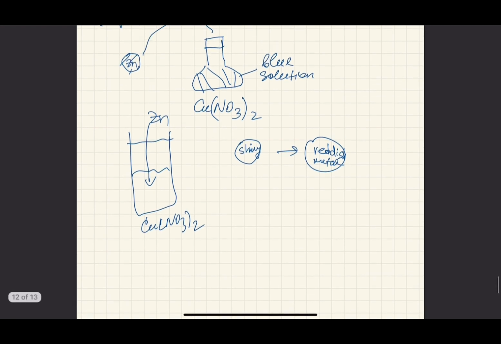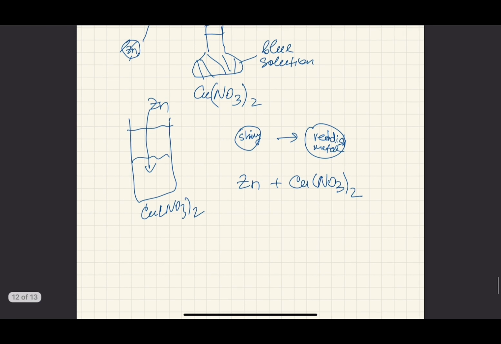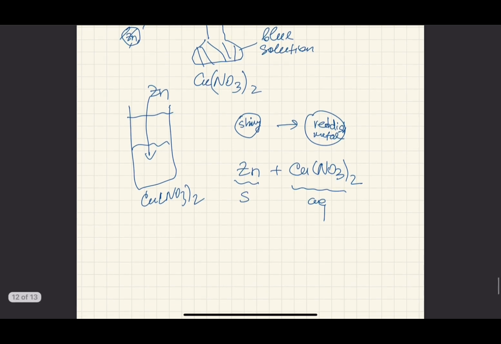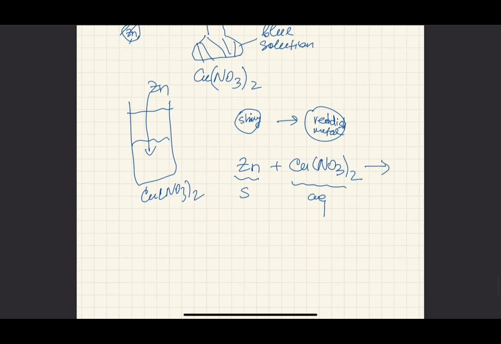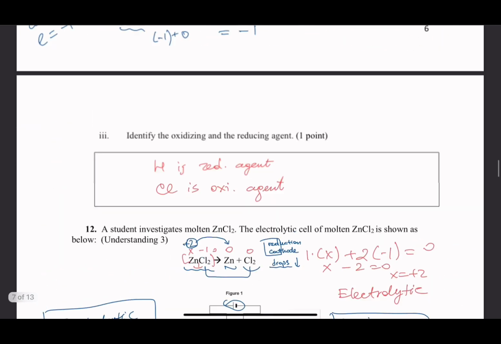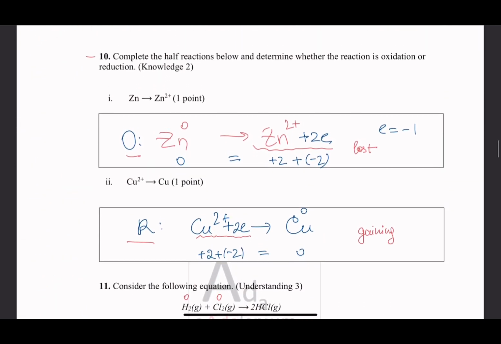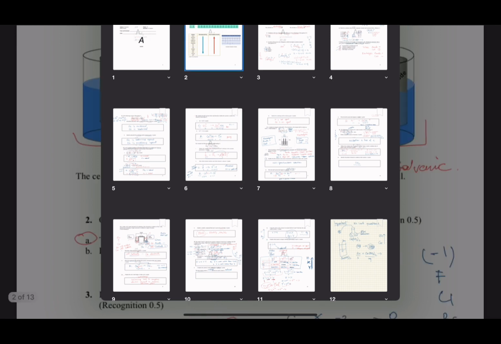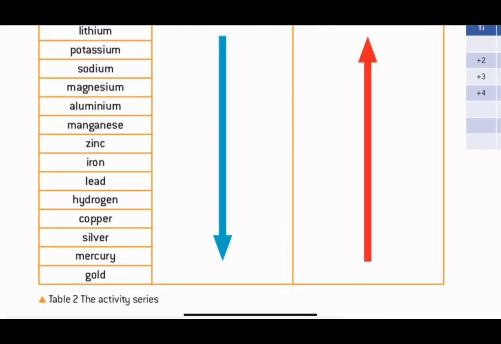So if we write the reaction, zinc plus copper nitrate. If you guys remember, this was an aqueous solution, right? And this was a solid metal. Because we know that zinc is located higher in the activity table than copper, I'm going to show you right here. So activity series, you guys see zinc is located higher than copper.